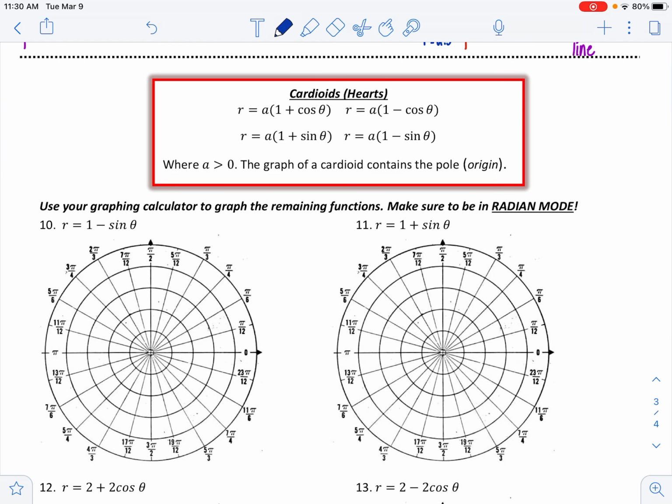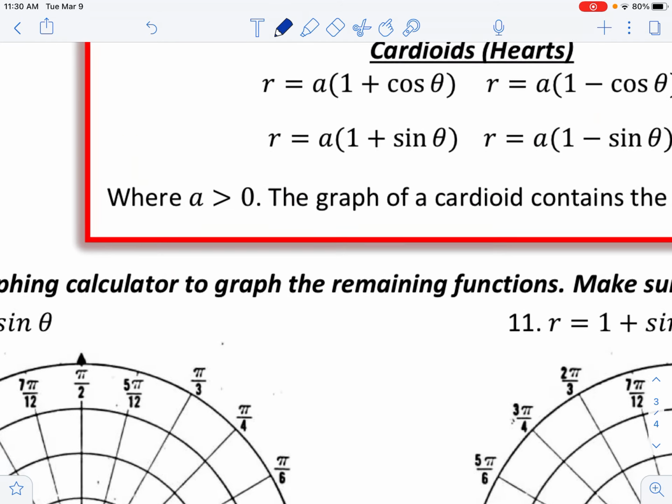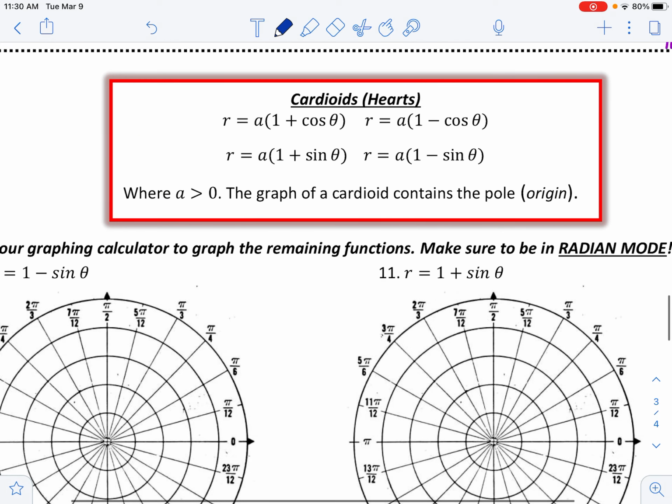All right, the last one that we're going to talk about in this set of notes is our cardioids. Cardioid is another word for heart. If you look at a cardioid, these are the 4 forms that it can be in. R equals a times the quantity of 1 plus cosine. R equals a times the quantity of 1 plus sine, so on and so forth. But a is always going to be distributed.